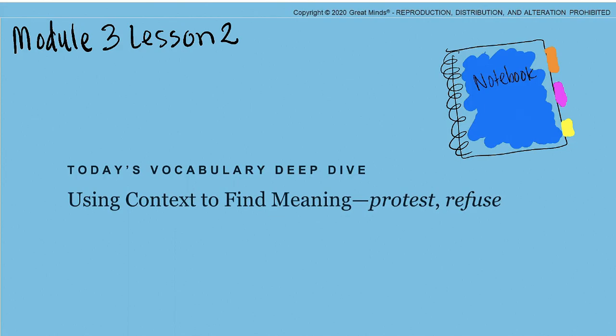Second graders, today we are on Deep Dive Lesson 2 of Module 3. You will need your notebook, and if you would like to use your Martin Luther King Jr. book, you can grab your own copy. Today we're going to work on some more vocabulary, and we're going to talk about how we can figure out what a word means without looking in a dictionary and just using the words around the word that we don't know.